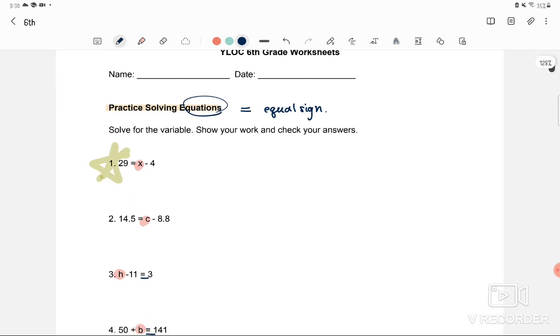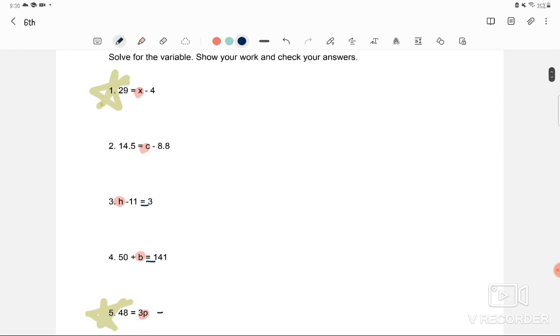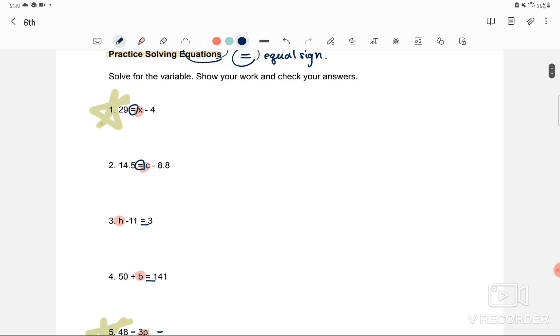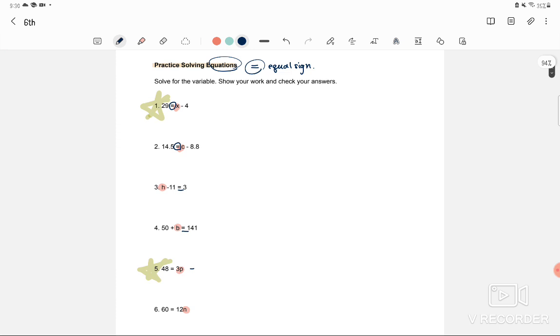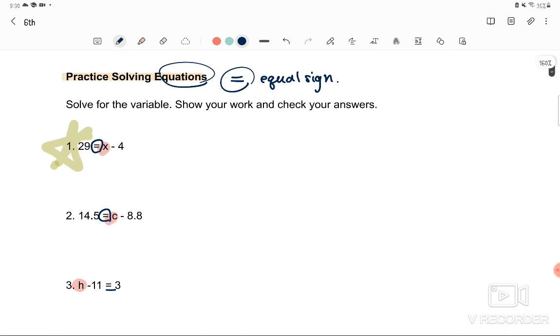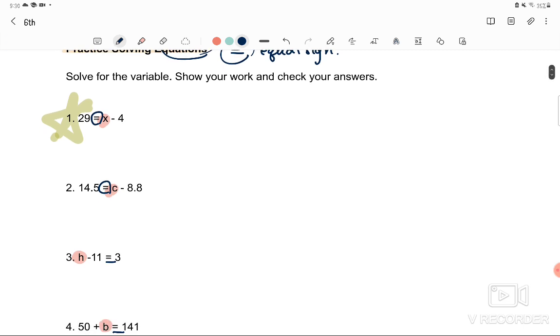Okay, the first one is practicing solving equations. An equation means that it contains an equal sign, and the rest of them also have an equal sign too. In order to solve these equations, you have to recognize whether the variable is on the right side or the left side of the equal sign.